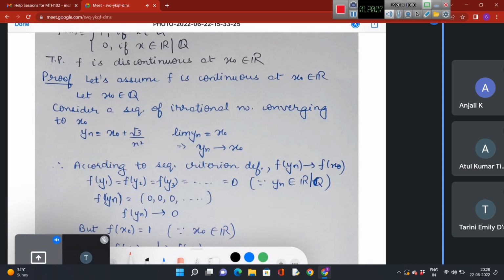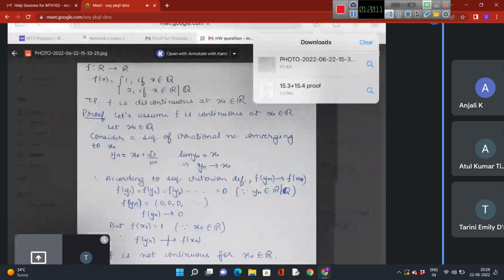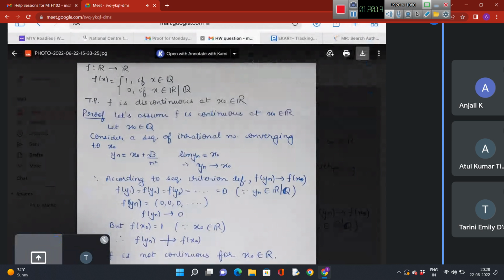One second, we can't scroll it up and down. Fine. So, Gurneet. Yes. Start presenting your argument, what you have written here. Everyone can see the argument, right? Yes.